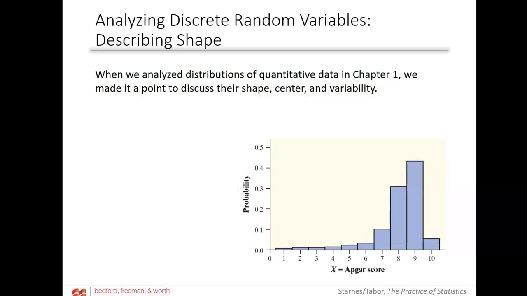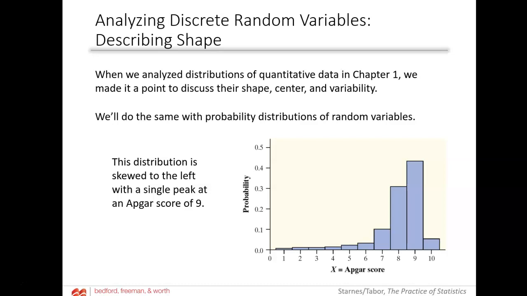So let's think back to something we did in chapter 1. We analyzed distributions of quantitative data, and we discussed their shape, center, and variability. We also discussed outliers, but we're going to ignore that for today. There shouldn't be strange outliers in a probability distribution, because everything is happening by chance. Not that chance is perfect, but it's theoretical probability, like in the coin toss example we just saw. We'll do the same with probability distributions of random variables, but for now, let's talk about discrete.